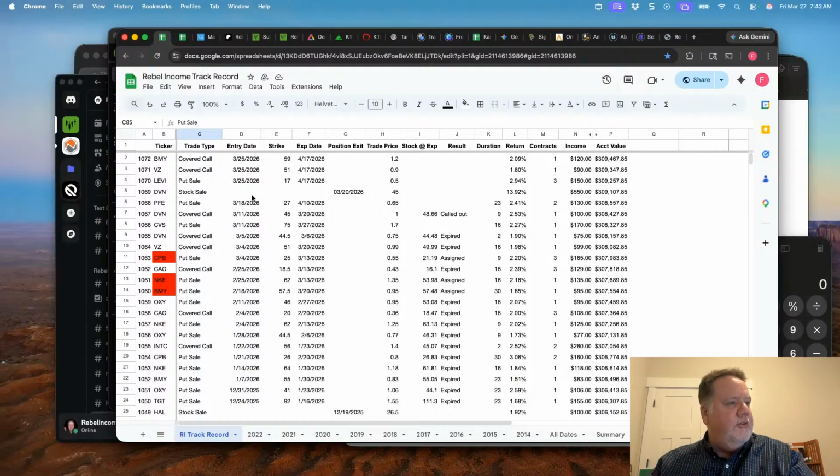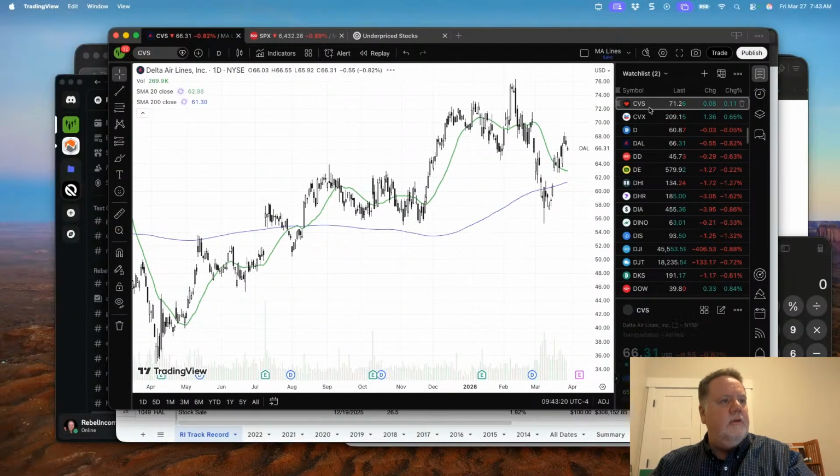Let's dive into the trades that we're paying attention to now. There's only one trade this week that is set for expiry. Everything else is going out into the second week of April, and there's only a couple of put sales to consider there, including this week's trade. So we'll be getting into those. But let's start with CVS and take a look at what is happening there.